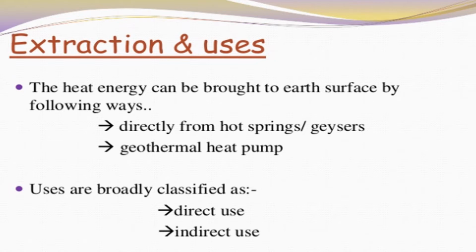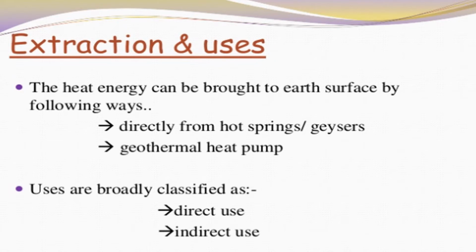So, the extraction and the uses. Extraction means how we get this. When we drill the earth, or we try to extract it, we will get geothermal energy. We will get it only with the help of drilling. That is really important, how we get it. The getting is only through the process of drilling. The heat energy can be brought to the earth's surface in the following ways. Number one, directly from hot springs or geysers.